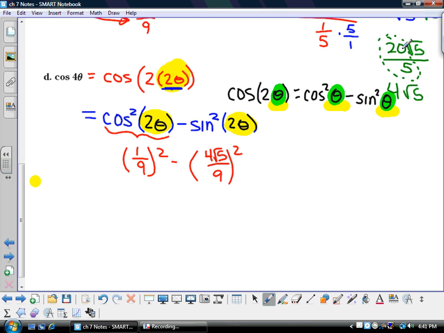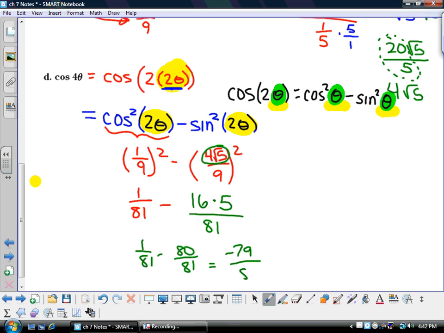So here's the end of this problem. It would be 1 over 81 minus, now when you square 4 times the square root of 5, you need to do 4 squared times the square root of 5 squared, and square the denominator also. Now that they have a common denominator, we can subtract to get our final answer. So that's 1 over 81 minus 80 over 81, which is negative 79 over 81.